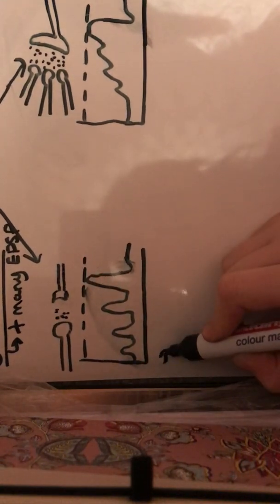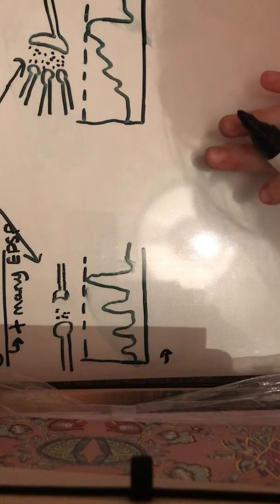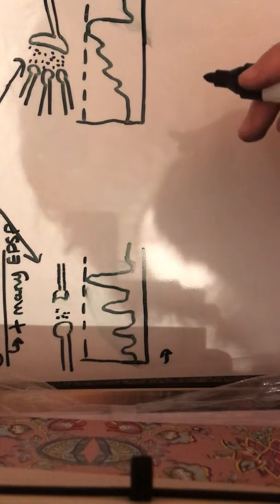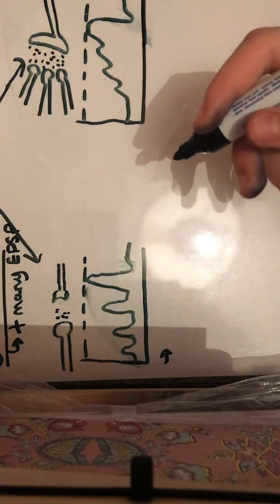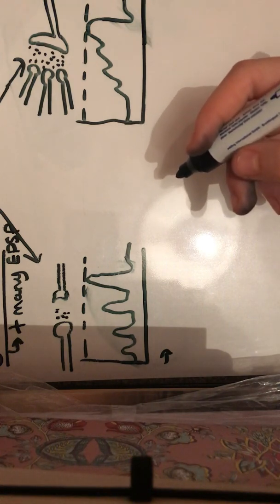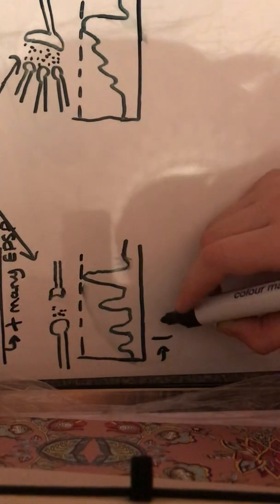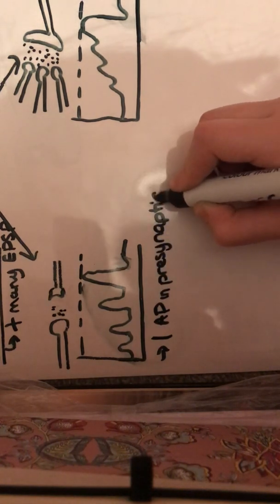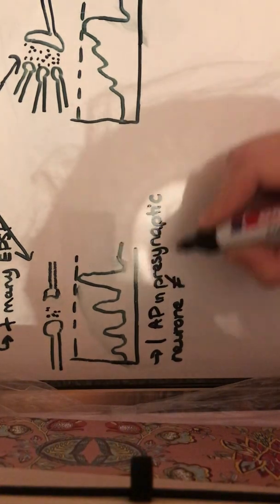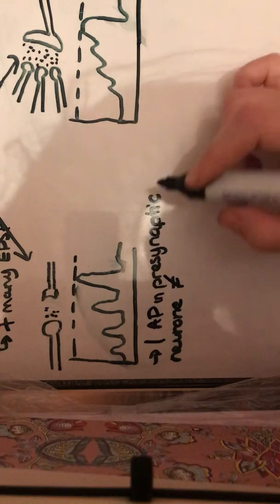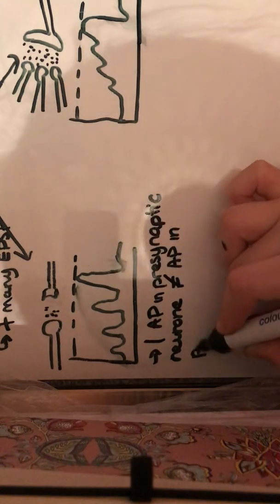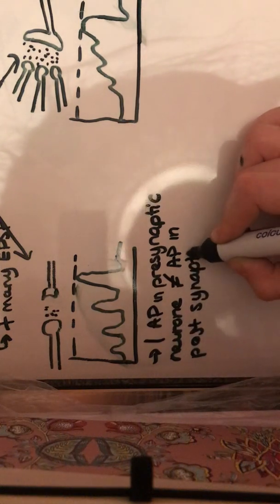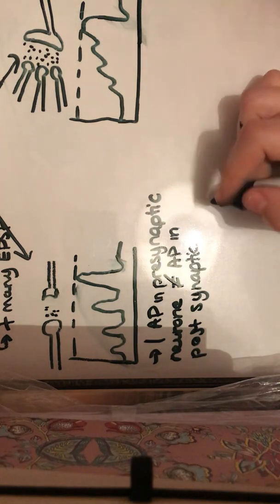So temporal summation is when we have several action potentials. Hang on, let me just make sure I've got this right. So one action potential in the presynaptic neuron does not produce an action potential in the postsynaptic neuron.